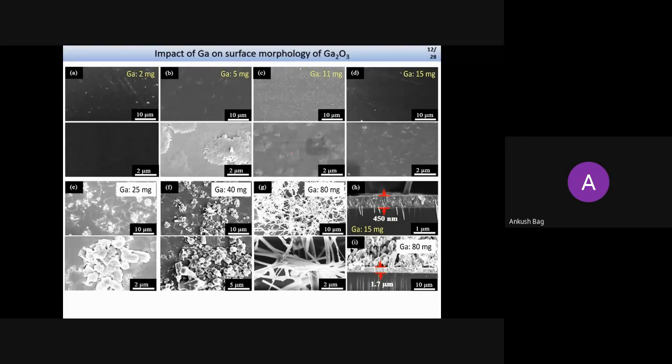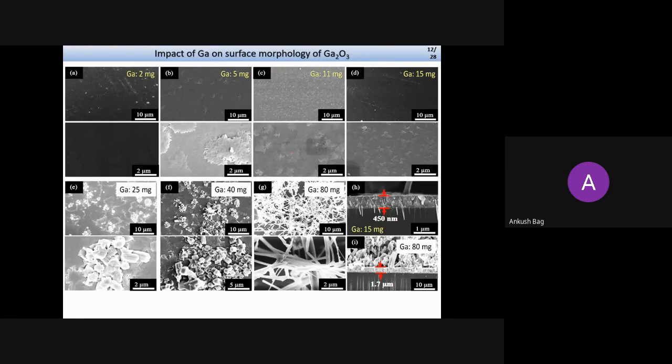So if we keep increasing the gallium amount in the boat, then from thin film to nanostructure we are getting this transition. Overall, our objective is to observe how the detectivity and all the other parameters of the photodetector can be engineered using these different structures, like what is the performance when we are taking a thin film of gallium oxide.